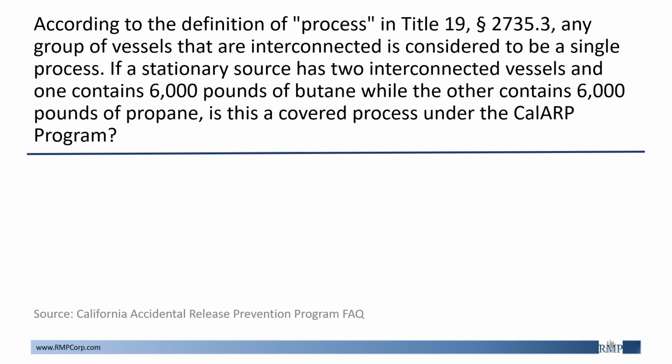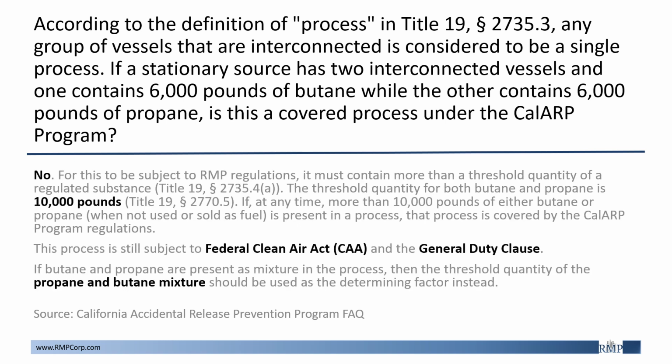According to the definition of process in Title 19, Section 2735.3, any group of vessels that are interconnected is considered to be a single process. If a stationary source has two interconnected vessels and one contains 6,000 pounds of butane while the other contains 6,000 pounds of propane, is this a covered process under the CalARP program? The answer is no.